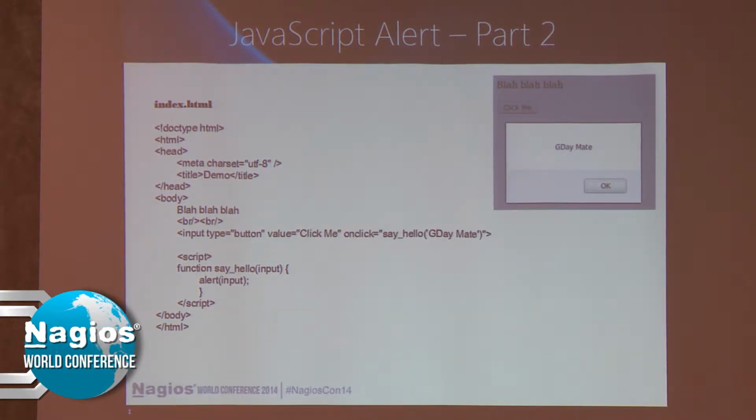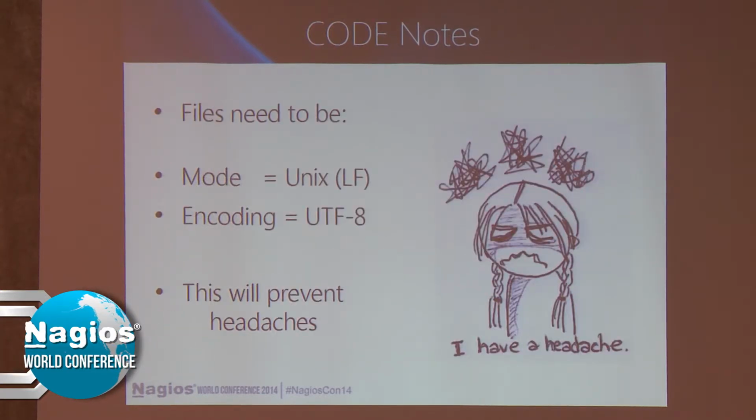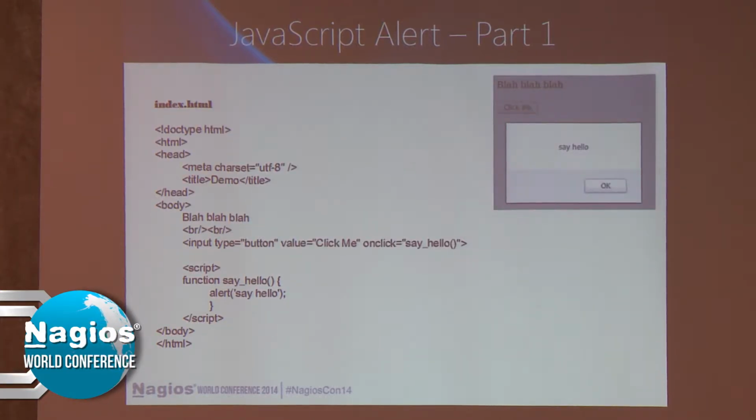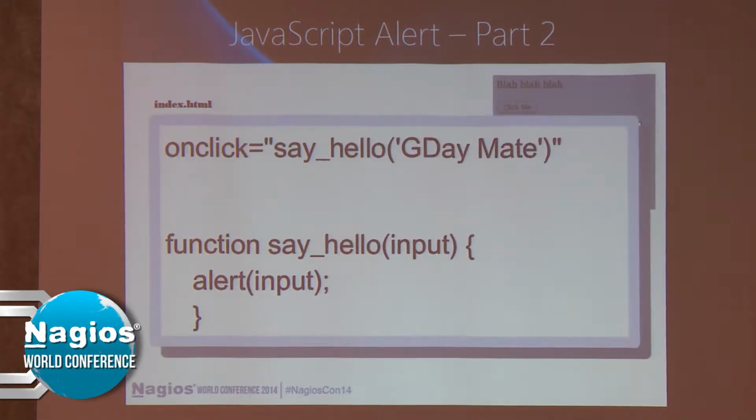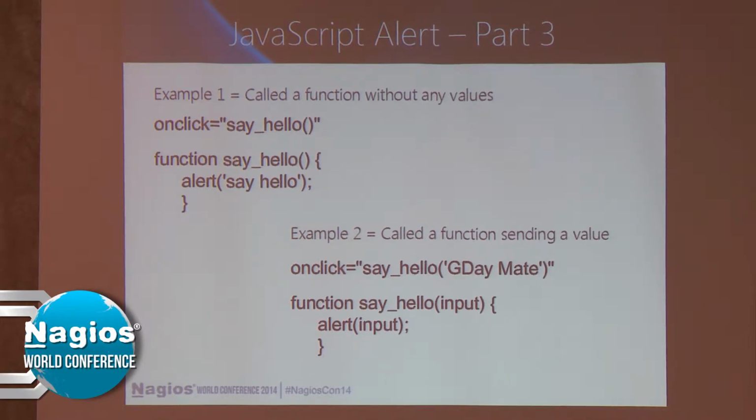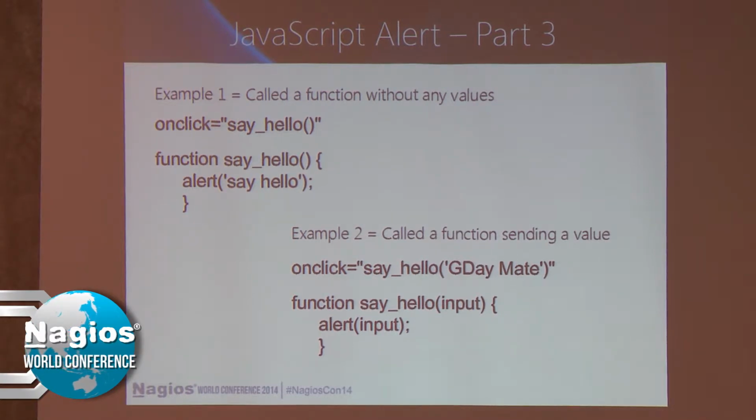With the previous example, what would happen is you would have to code multiple functions for each different thing you wanted to say, which is not a great coding practice to do. So that was basically the two differences between those last two examples. We had the say hello, and we actually had hard-coded the word say hello, and in the other one we sent through the value "G'day mate," and we alert the variable that's received called input.